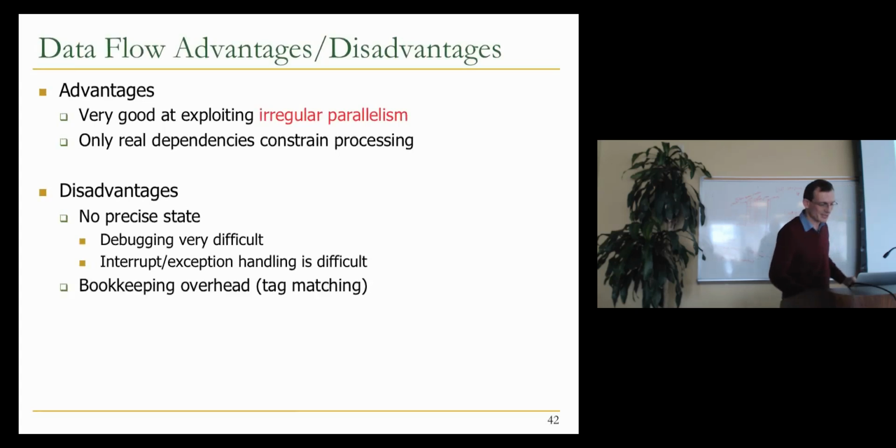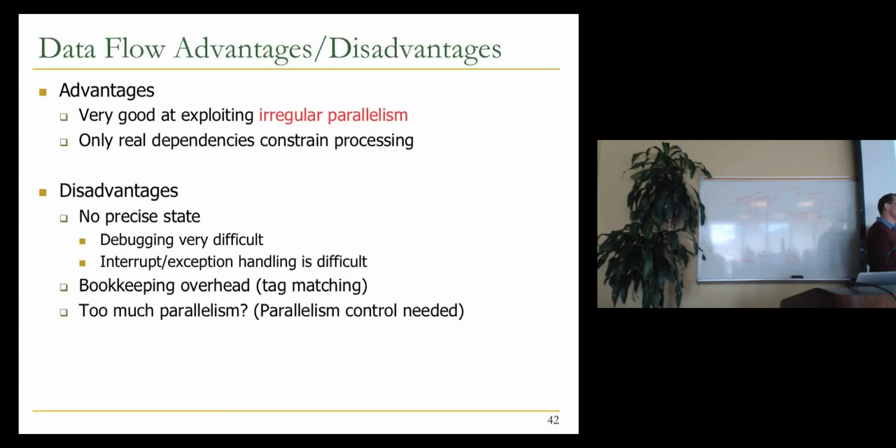Someone programmed in data flow. Bookkeeping overhead, that tag matching is a huge overhead. That's why those machines have huge tag matching stores. Actually, those machines have this as well, to avoid the huge stores. Control parallelism. Sometimes you get too much parallelism, too many tokens, too many instructions that are waiting. So these machines control the parallelism such that they don't overflow those matching stores.